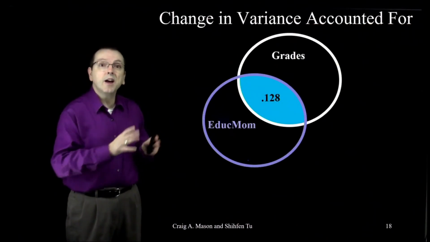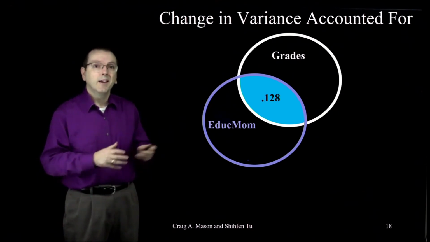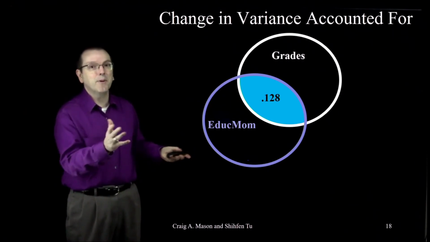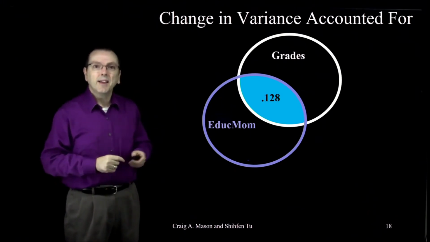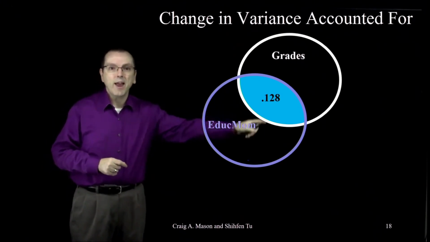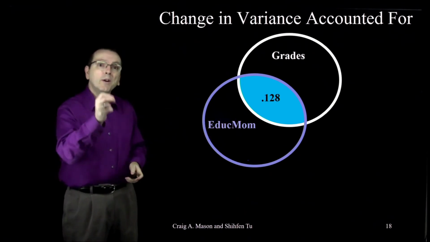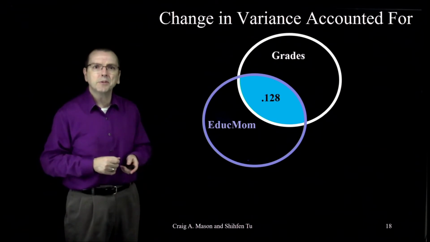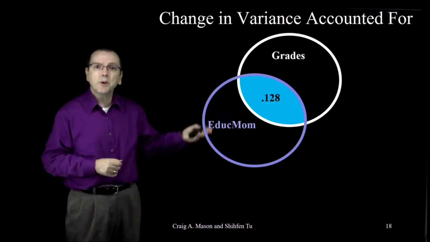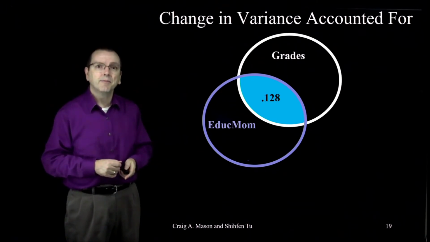Let's look at a Venn diagram for the model. Now, at this point, it's very simple, right? While things are not drawn to scale, the area of that overlapping variance is 0.128, which is our r squared, which reflects 12.8% of the variance in grades is related to mother's education.